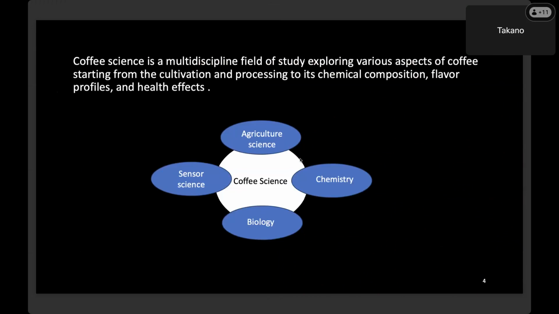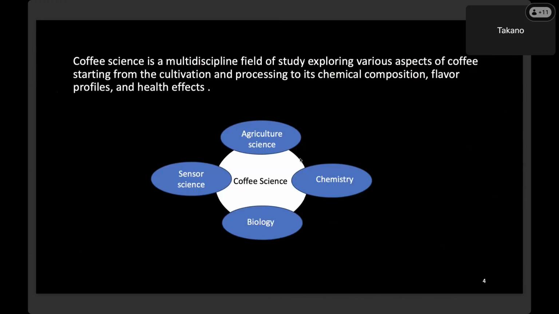Coffee science is a multidisciplinary field of study exploring various aspects from the cultivation and processing to its chemical composition. So coffee science doesn't study only the beverage coffee.